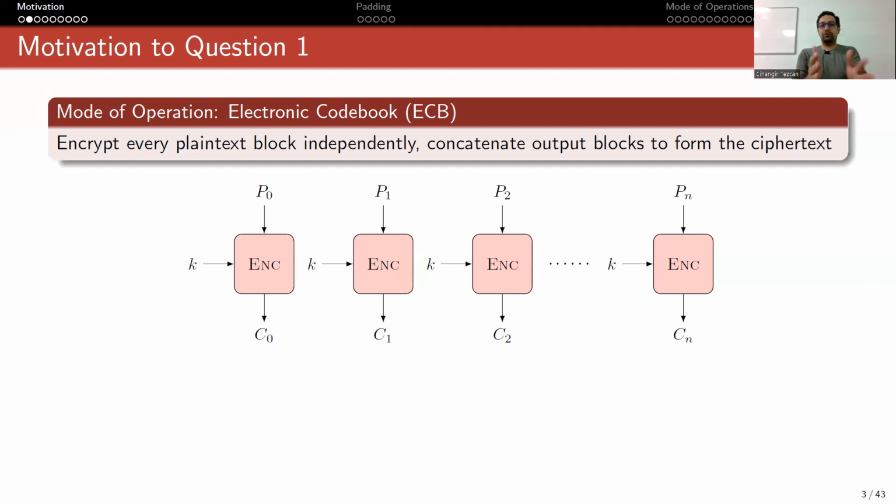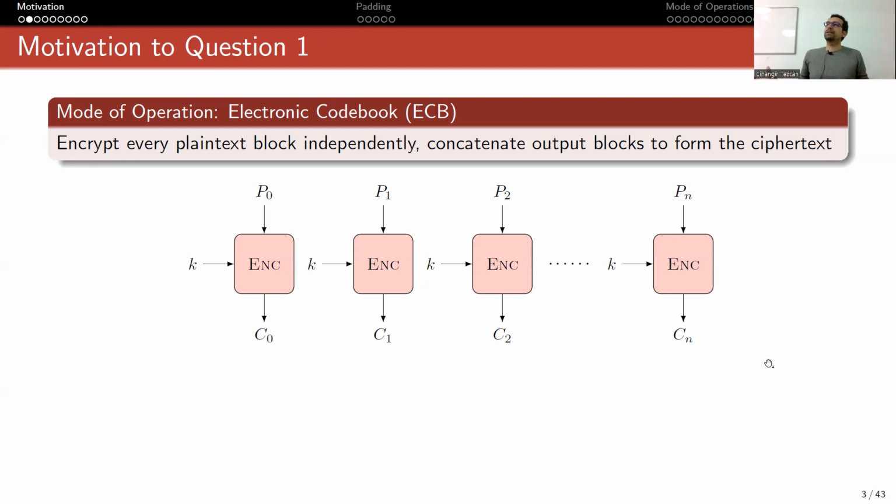The easiest thing you can do, use electronic codebook mode of operation called ECB. Idea is simple. Encrypt every plain text block independently, concatenate output blocks to form the ciphertext. So assume that you have a plain text here, but when you divide it into blocks, you end up with n+1 blocks. So you have a single secret key. You have an encryption algorithm here, like PRESENT, CLEFIA, whatever you have. Then you encrypt all of these blocks independently. So you end up with Ci, ciphertext blocks. Then you concatenate them and obtain the ciphertext.